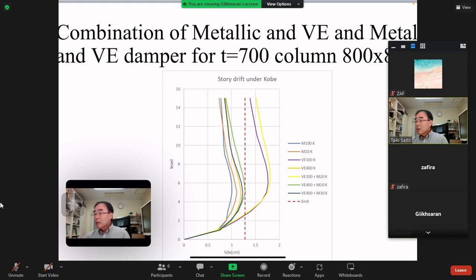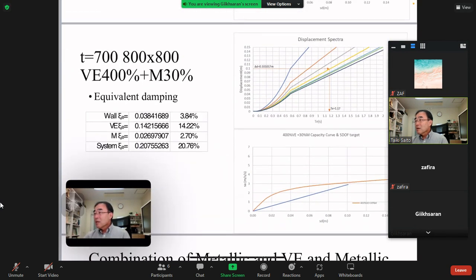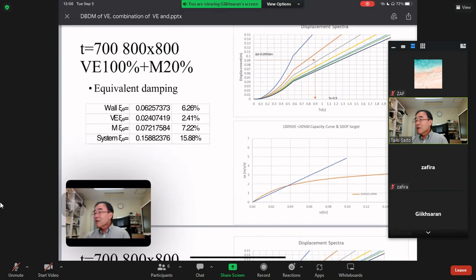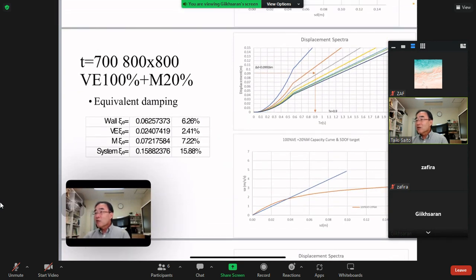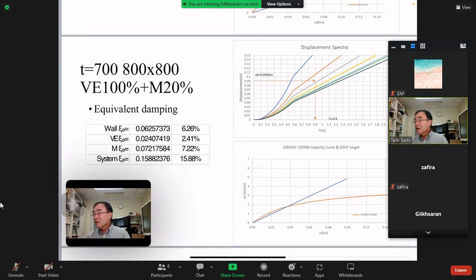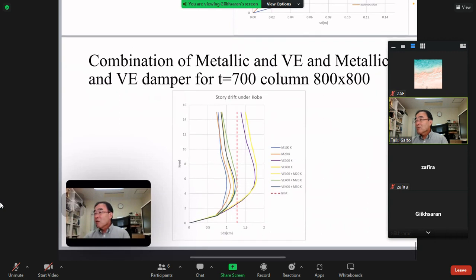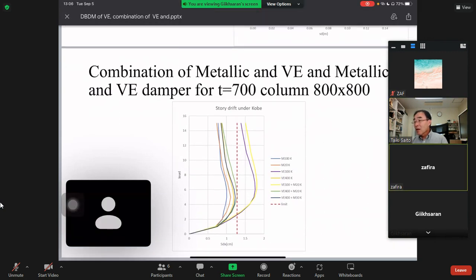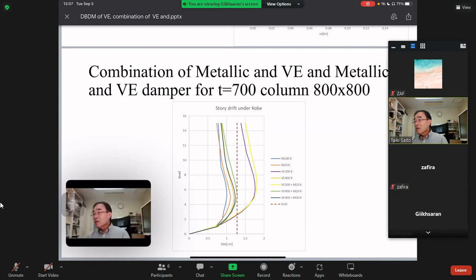Could you go back a slide? Go back. One more. Okay, this one. So this is VE 100 M 20%. Okay, could you go to the last slide you showed me? 100 to 20. So 120 is which one? It's the yellow color one. So the yellow one has too large deformation.